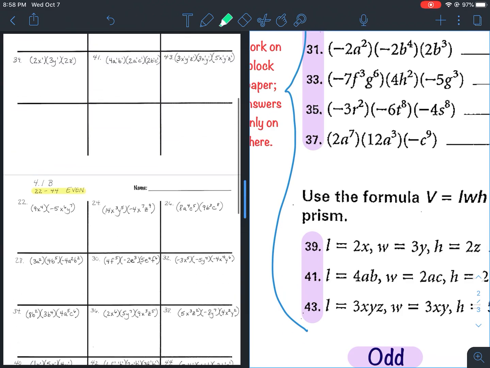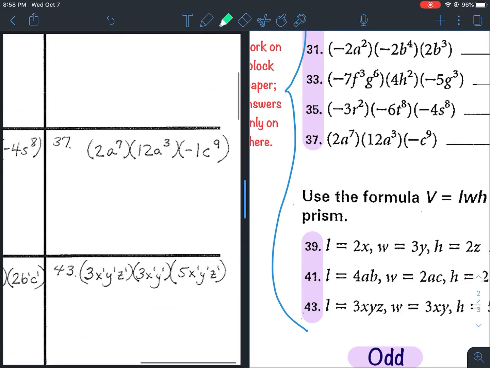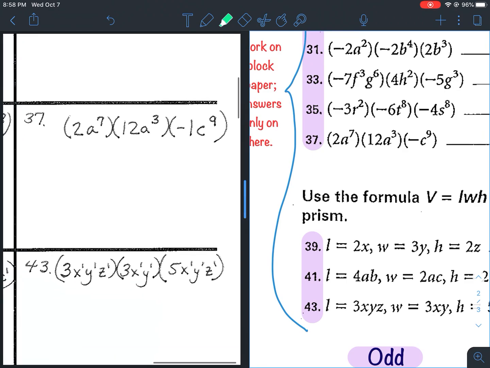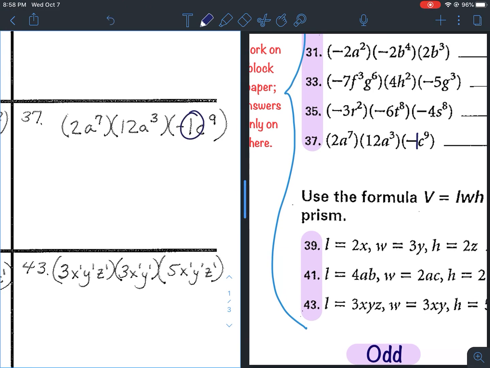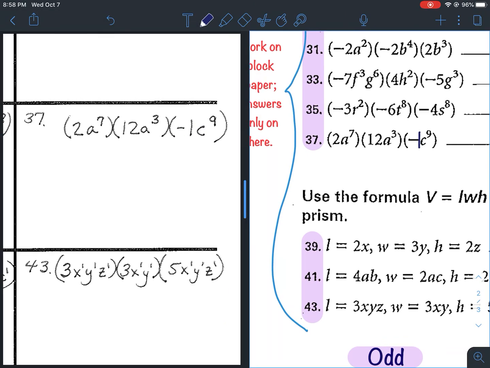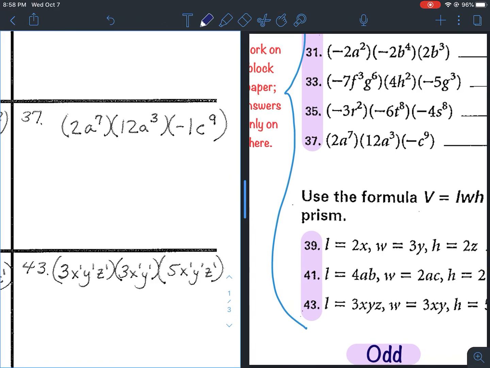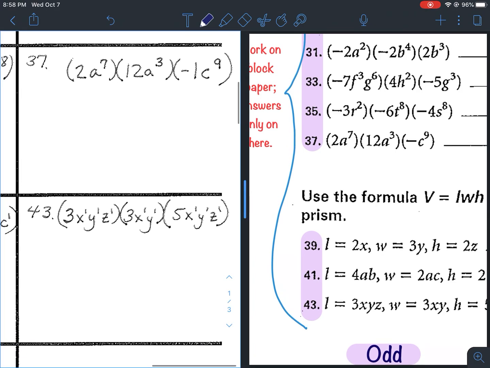Now, I actually made it kind of nice for you because when I copied these onto the block paper, I already put the ones that you would need. In other words, for 37, you would need a 1 between that negative sign and the C, which if you notice over here, it's already there. So, for number 37, I'm ready to get to work.